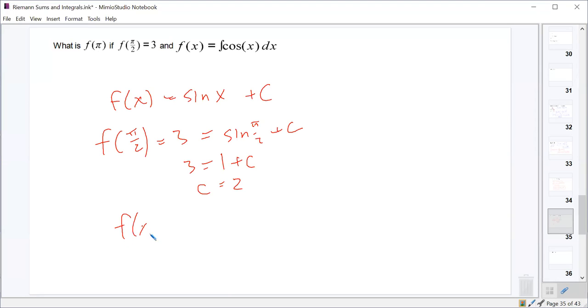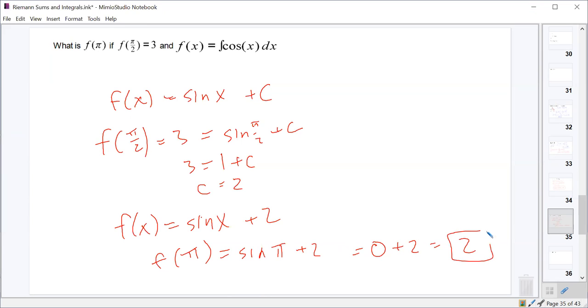So f of x is sine of x plus 2, and f of pi ought to be the sine of pi plus 2. And what's the sine of pi? Sine of pi is 0. So we got 2. Is that what y'all got?